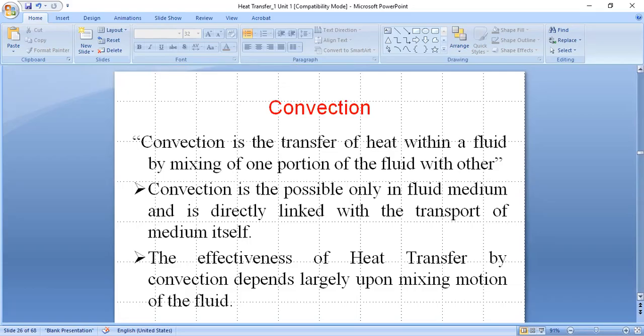Next, I will go for convection. What is the meaning of convection? Convection is the transfer of heat within a fluid by mixing one portion of the fluid with another. That is called convection. Convection is possible only in a fluid medium and is directly linked with the transport of the medium itself. The effectiveness of heat transfer by convection depends largely upon mixing of portions of the fluid. This is the mode of convection.